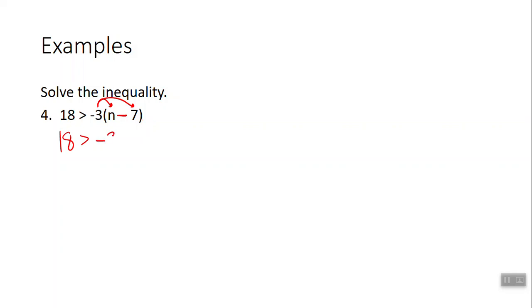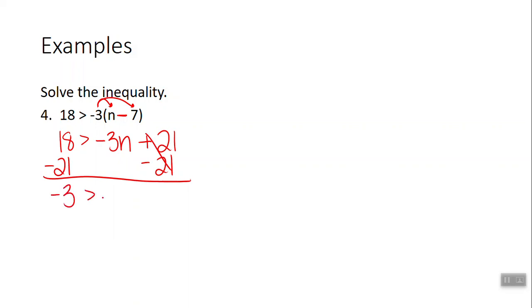So negative 3 times n is negative 3n. Remember that I treat that 7 as being negative because of the subtraction sign. So negative 3 times negative 7 is a positive 21, so we get plus 21. We're going to then subtract 21 from both sides, undoing the addition first. We get negative 3 is greater than negative 3n. This is where this gets a little tricky. So divide both sides by negative 3.